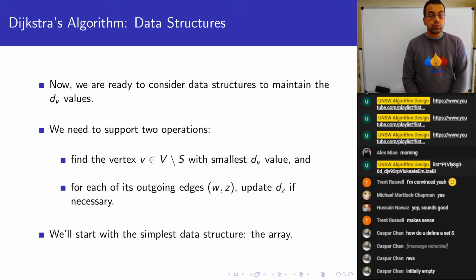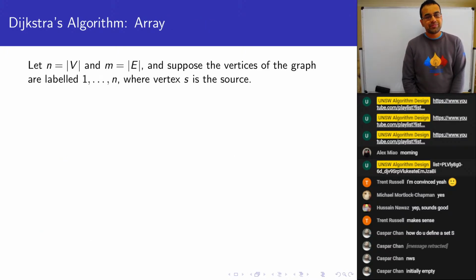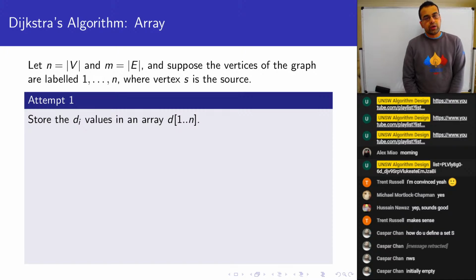Let's consider how to do this with an array, and then we'll consider some more sophisticated choices. Well, one more sophisticated choice, I suppose. So, first some notation. Suppose there are n vertices labeled 1 through n, and m many edges, and vertex S will be the source, so S is one of these labels from 1 through n.